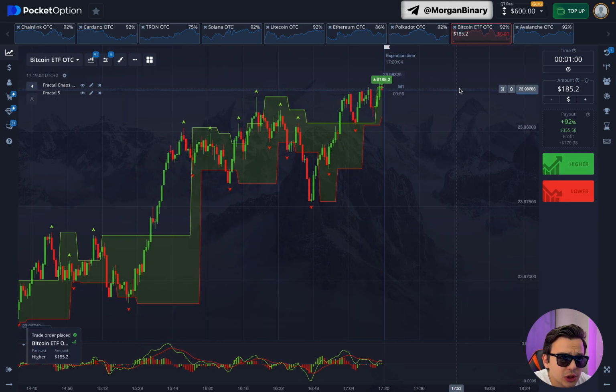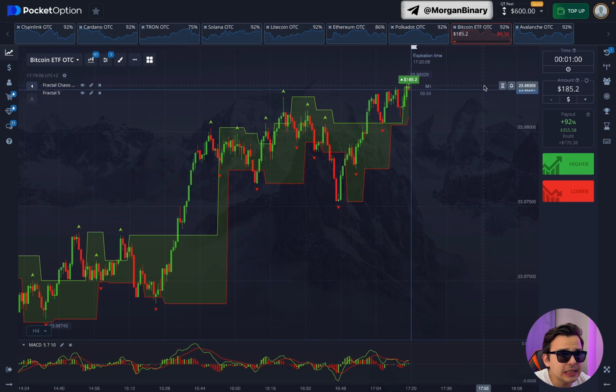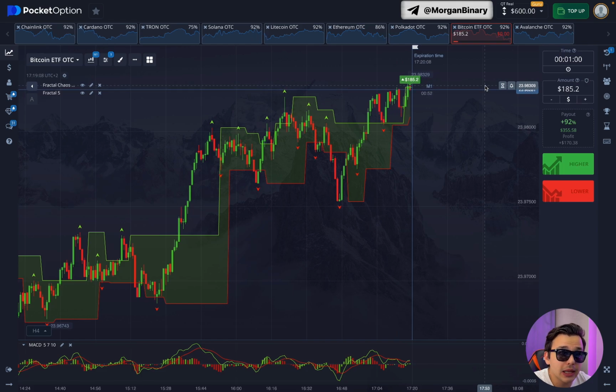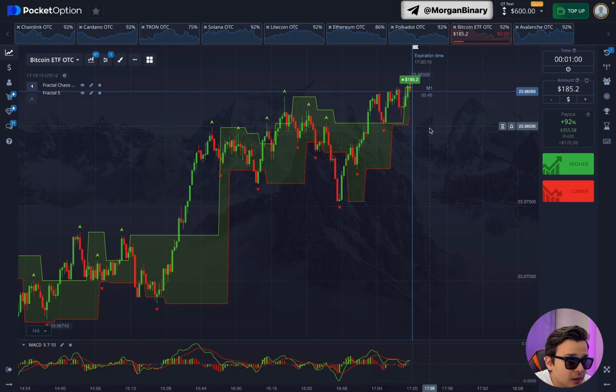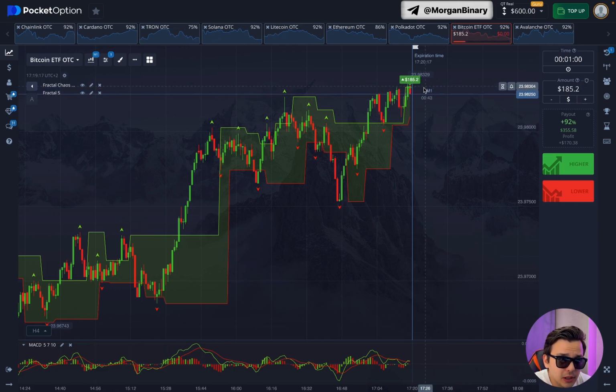Why not? The trade entry didn't take long. It's a risky entry, but there is potential for a further upward move. Another slight breach of the upper fractal band.